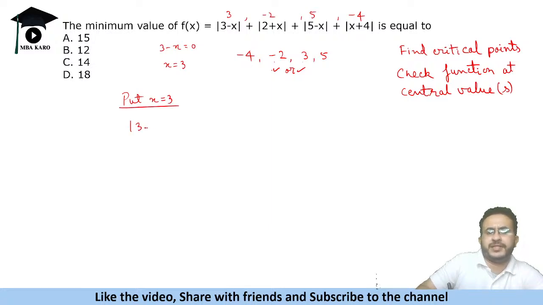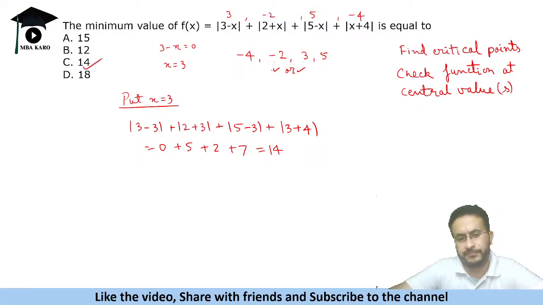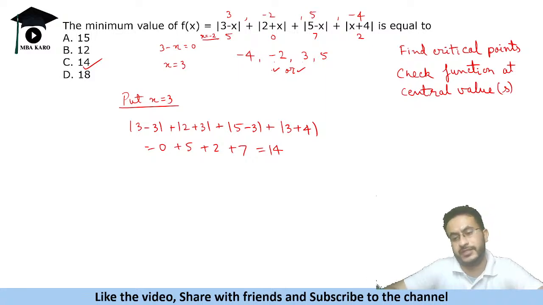So 3 minus 3 plus 2 plus 3 plus 5 minus 3 plus 3 plus 4. So this is 0, this is 5, this is 2, this is 7. You will get 14 as the minimum possible value. You could put minus 2 also, you will get the same result. If we put minus 2, its value will be 5, this will be 0, 5 minus minus 2 is 7, minus 2 plus 4 is 2. So 5, 0, 7, 2, you will get the same result.